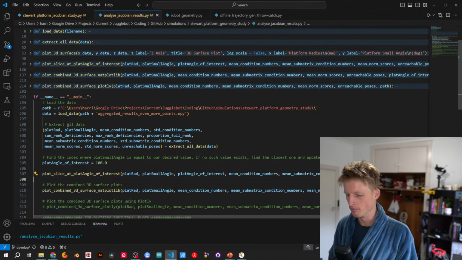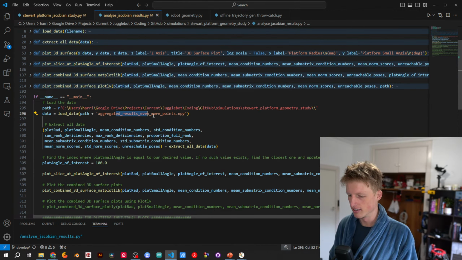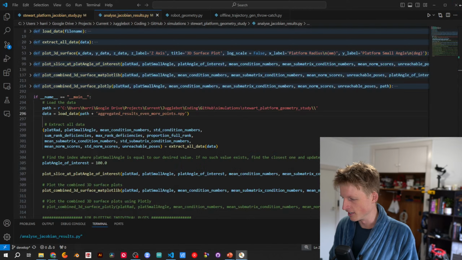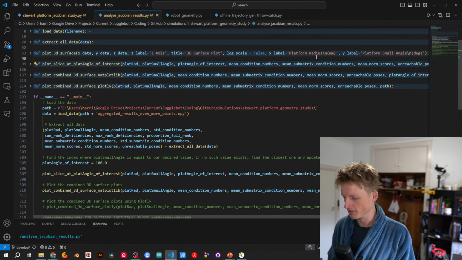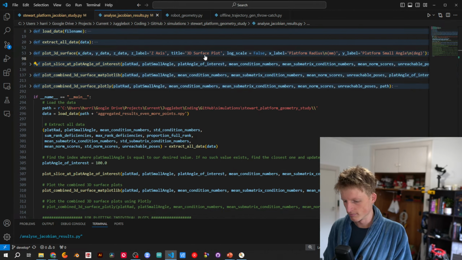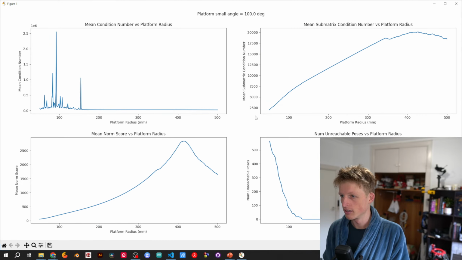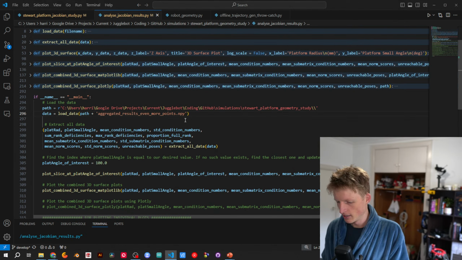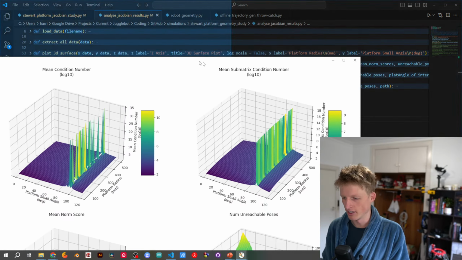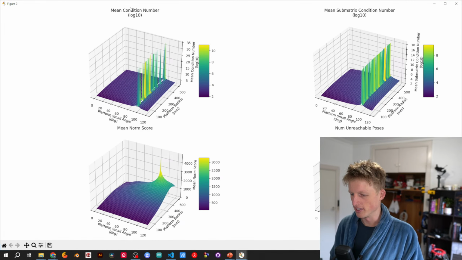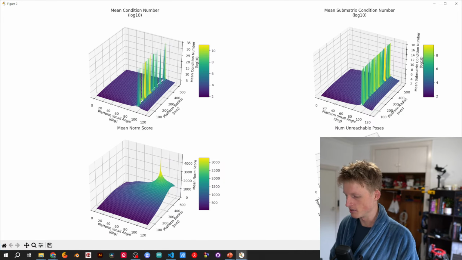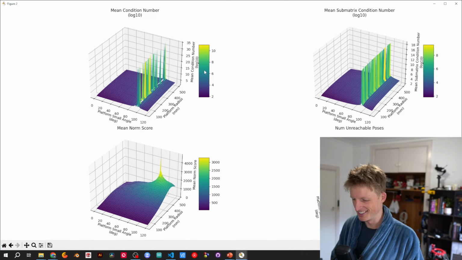In this script, we can pull in the aggregated results. Oh, I actually want to keep it with that, and then I'll show you the fancy one in a sec. So I'm just going to run it again. Cool. Yeah, so we get really pretty looking graphs like this, where we can see what the condition number is, the submatrix condition number, the norm score, and the number of unreachable points.